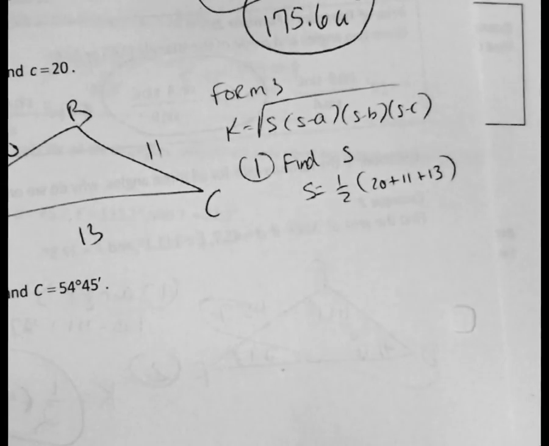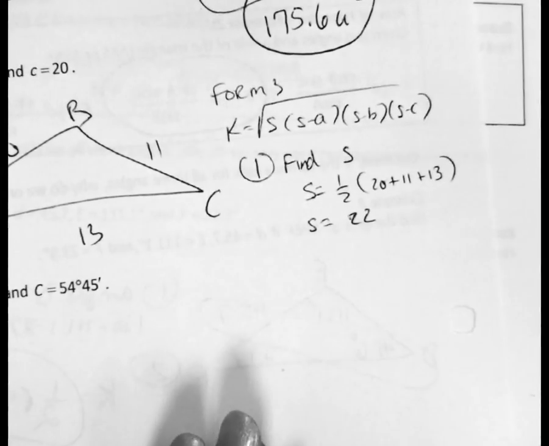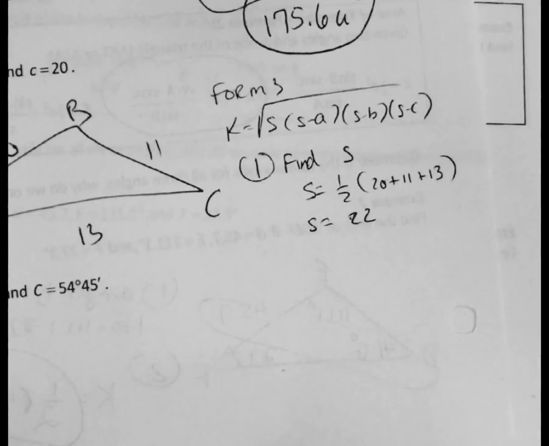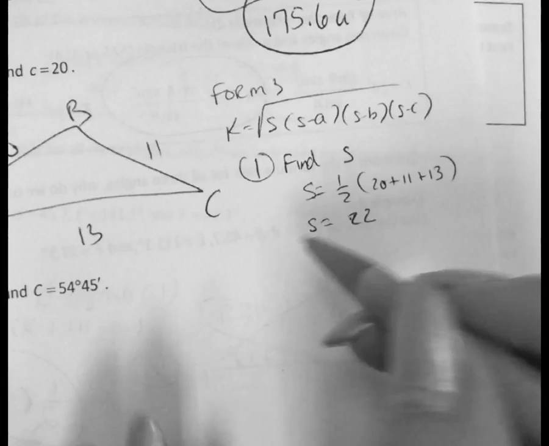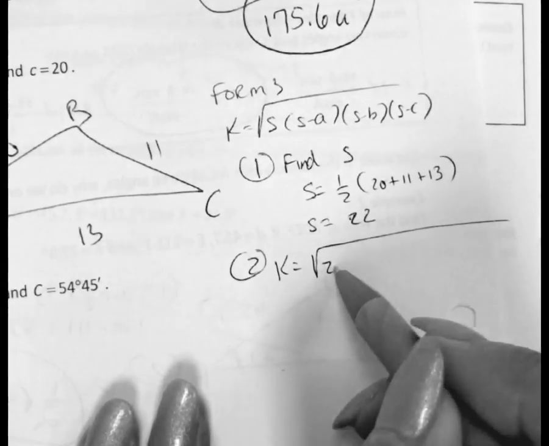Now if you're doing that on your calculator, press in 0.5 parentheses, 20 plus 11 plus 13. Let me know what you get. Anyone have that S yet? 22. Thank you, Raquela. S is 22. Do you guys get that? That's not your answer. That's just your semi-perimeter. We're trying to find area, so we're going to use that 22 4 times.